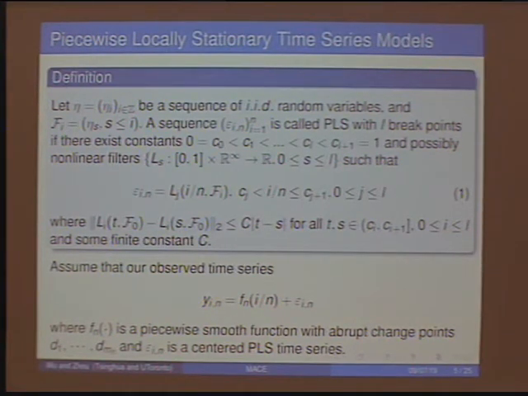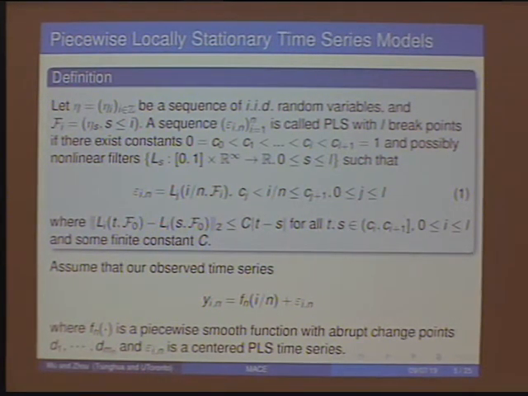However, in between abrupt change points, the data generating mechanism is smoothly changing over time. So that's basically what I mean by piecewise local stationarity. I don't want to bother you with the formal definition because I don't think I have time.